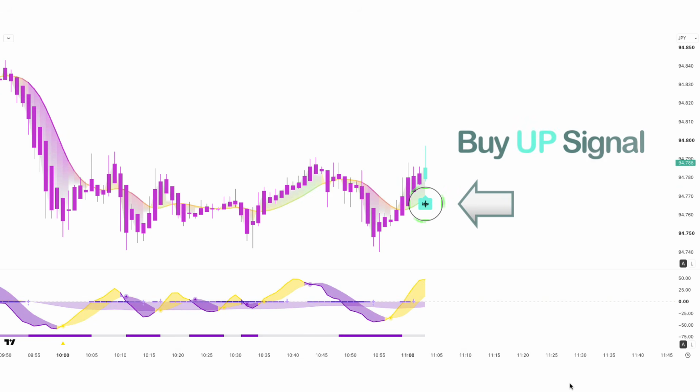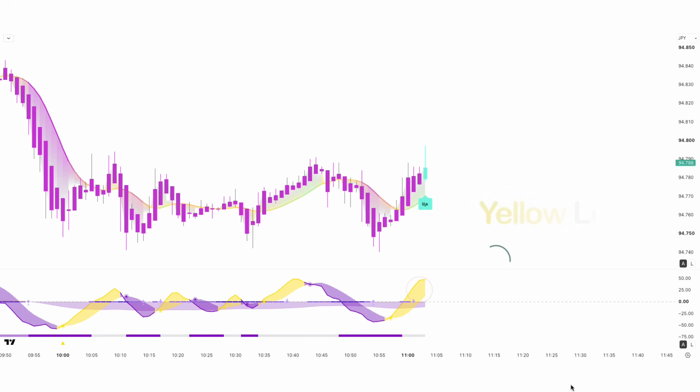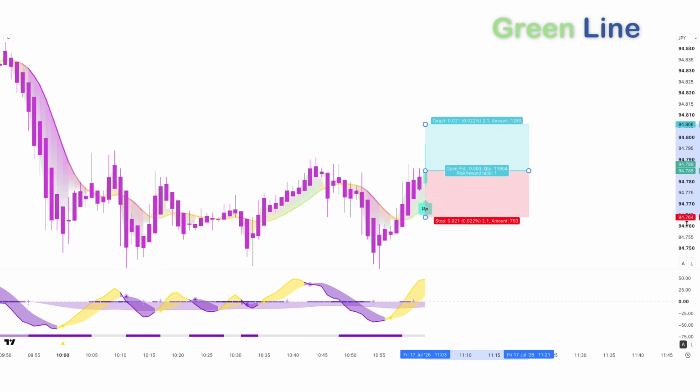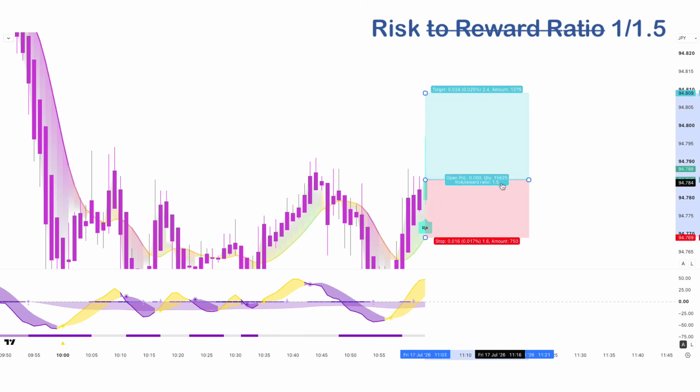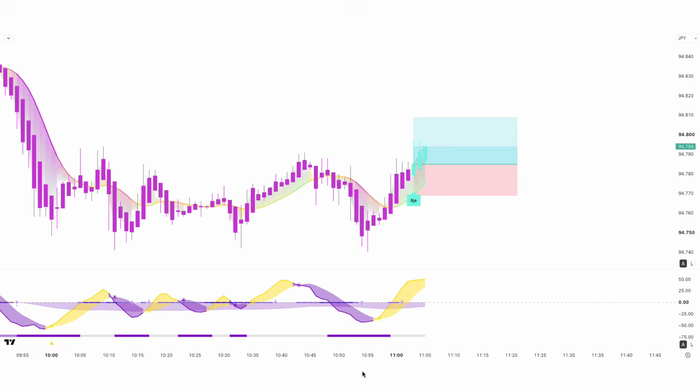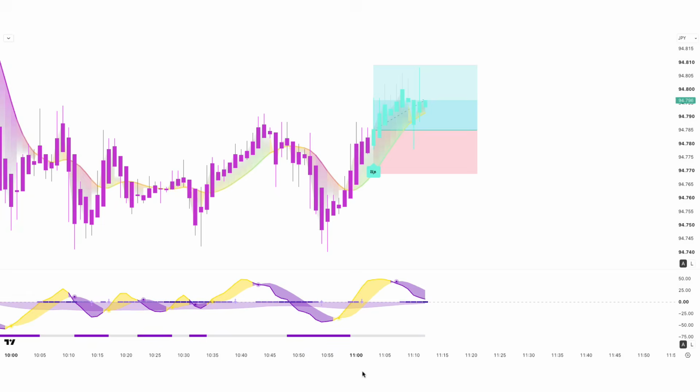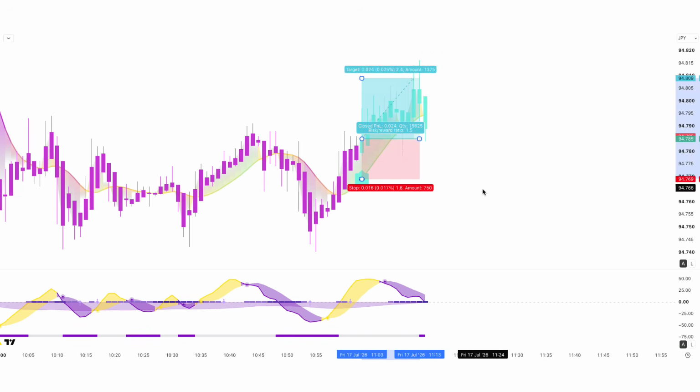When the Uptrick Trend Pressure label is up, this is a buy signal. The yellow line of Artemis Squeeze Momentum should be above the blue-violet area. And the market forms a bullish candle. If this condition is fulfilled, then we will place a buy order. Our stop loss is to be placed at the green line, and the risk-to-reward ratio will be 1:1.5. The market has completely hit the target.